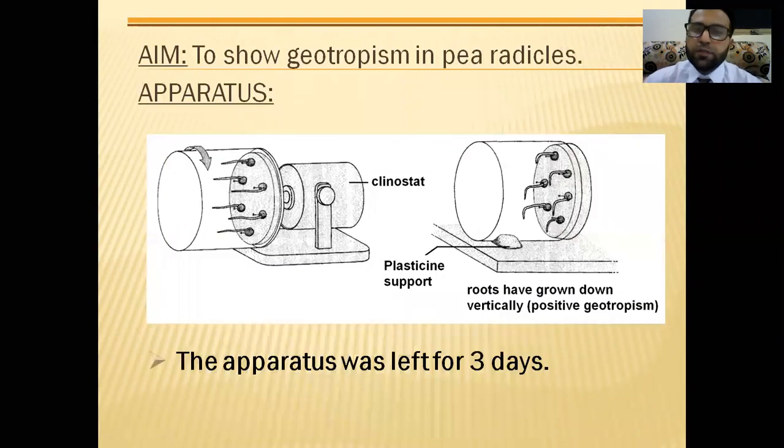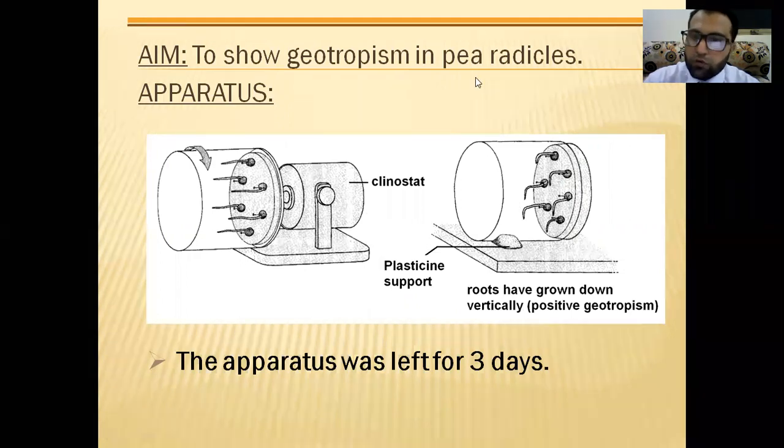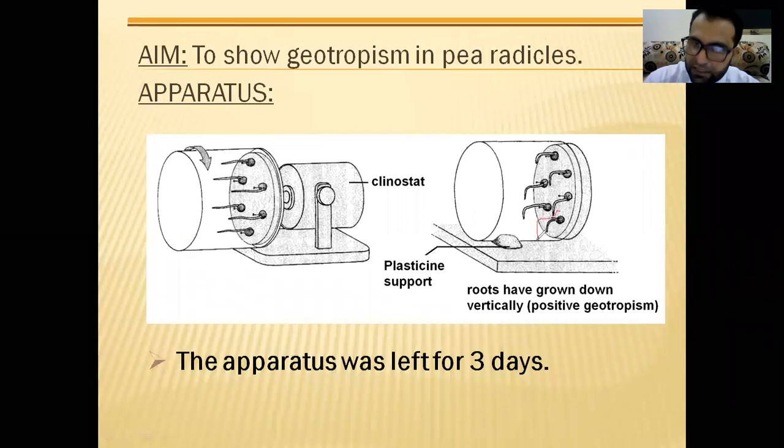All right, to show geotropism in this apparatus, the apparatus was left for 3 days, right? Now, this one is in the clinostat, and why is this one, like a root, having grown down vertically? In this case, there is no rotation. So for that reason, the root grows down vertically. The root moves toward the gravity, but in the clinostat case, the root grows straight. Why? Because equal gravity acts upon all the sides because of the rotation of the device.